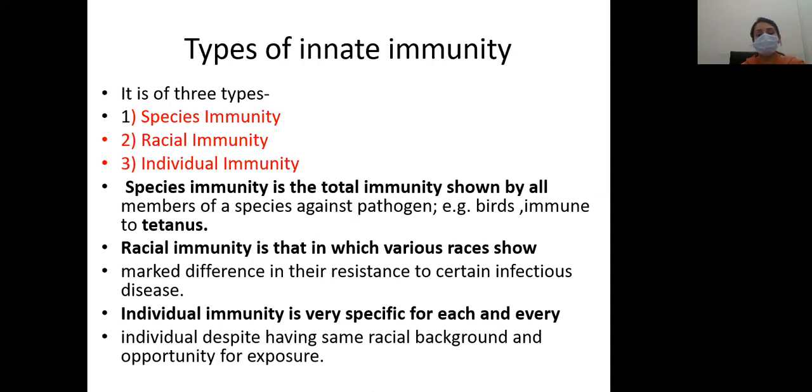And second, there is racial immunity. Racial immunity is that in which various races show marked differences in their resistance to certain infectious diseases. And next, there is individual immunity. Individual immunity is very specific for each and every individual, despite having the same racial background and opportunity for exposure.